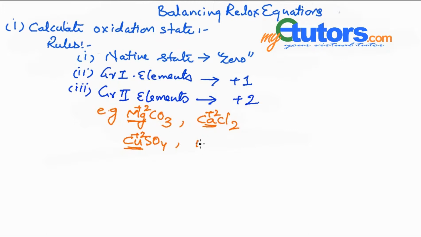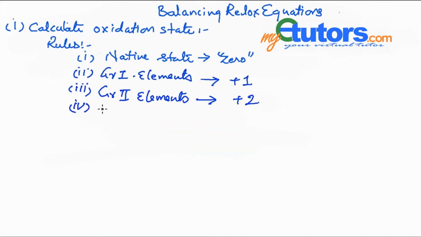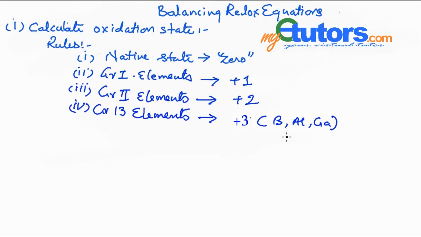The next rule is for group 13 elements. The in-between elements, those are transition elements, are neglected because they possess variable oxidation states. Now coming on to group 13. In case of group 13 elements, boron, aluminium and gallium show +3 oxidation state. But as we move down the group, the tendency to show +1 oxidation state increases. That is, indium and thallium show +1 oxidation state, and the reason is inert pair effect, that I would be dealing with in another video.